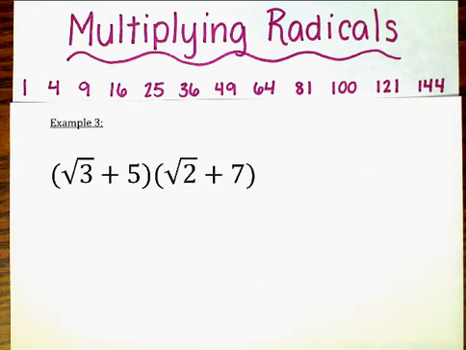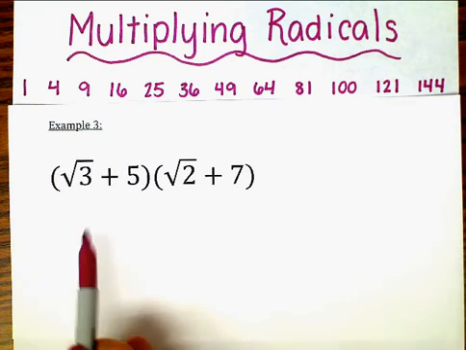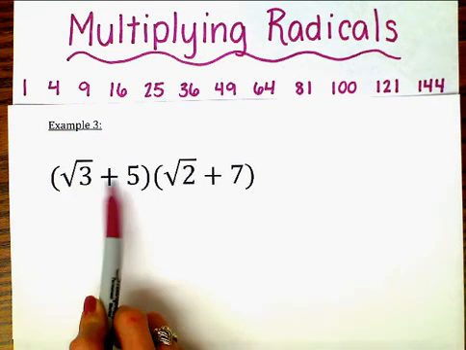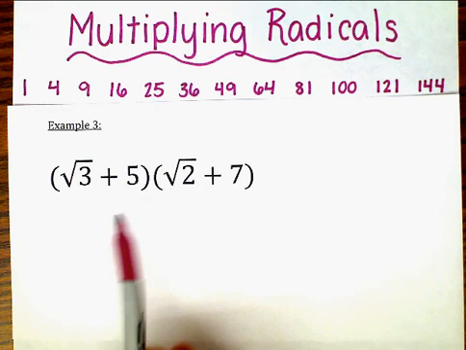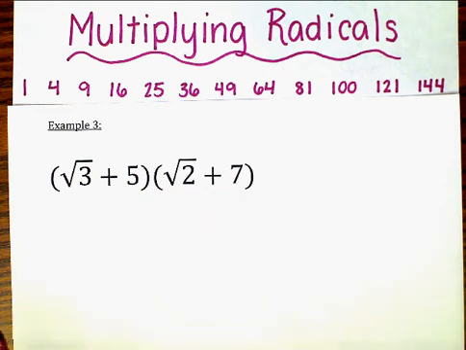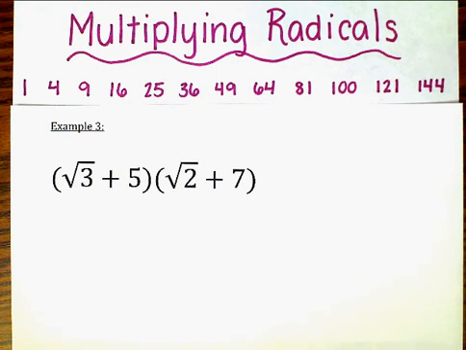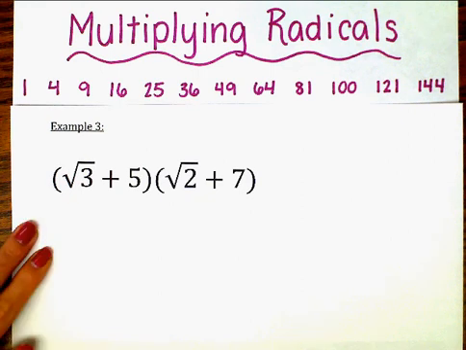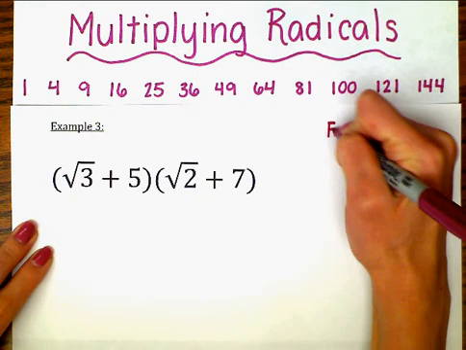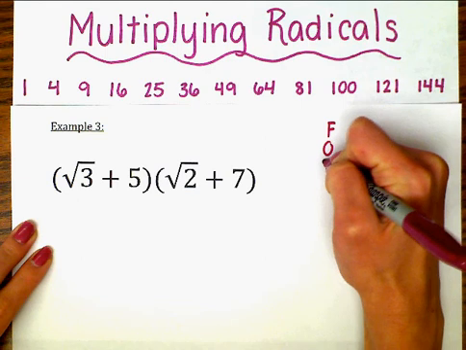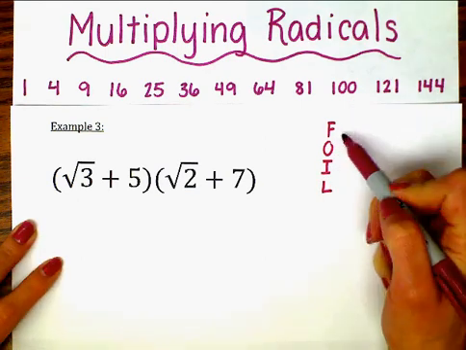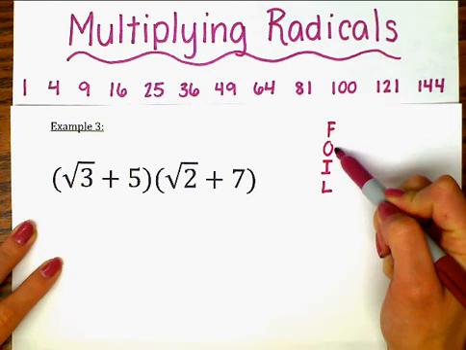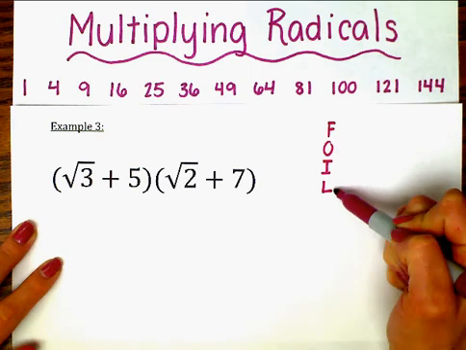Okay, moving on to example 3. This time, we're multiplying two binomials. There's 2 terms in the first set of parentheses, and there's 2 terms in the second set of parentheses. We're going to do this exactly like we did distributing before, without radicals. Some of you like to call it the FOIL method. That means the first terms, the outer terms, the inner terms, and the last terms.